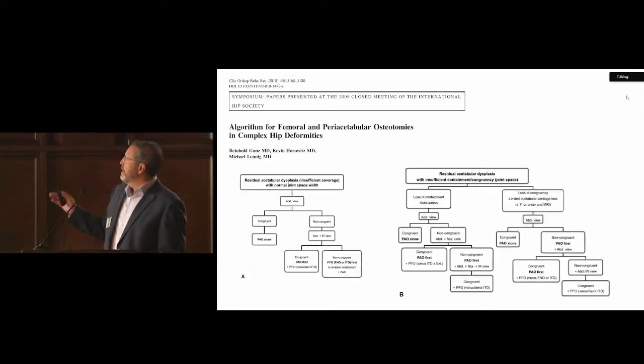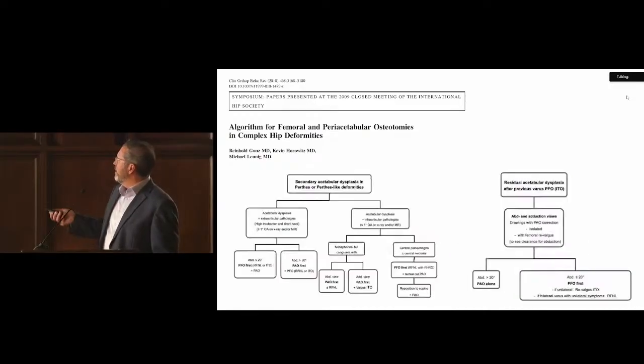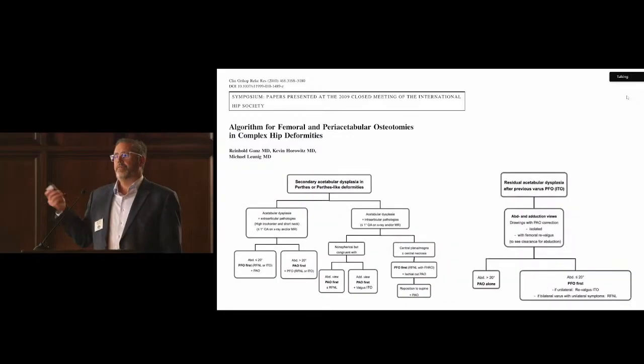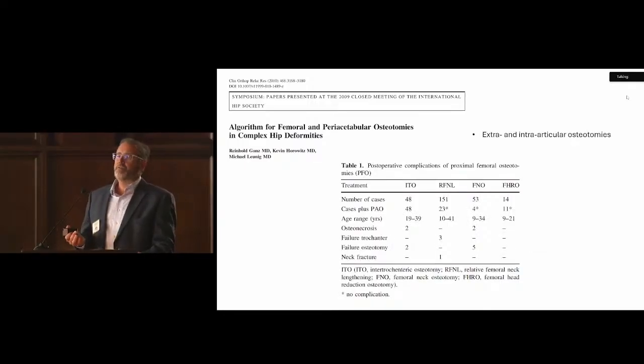So this is basically an algorithm that the Bern group came up with for when to do a periacetabular osteotomy, when to add the proximal femoral osteotomy, and kind of the order. It's a very detailed algorithm, as you can see, and this is continued parts of the algorithm, including if they have residual problems after PAO. And really emphasize, like has been mentioned a couple times, the functional views.